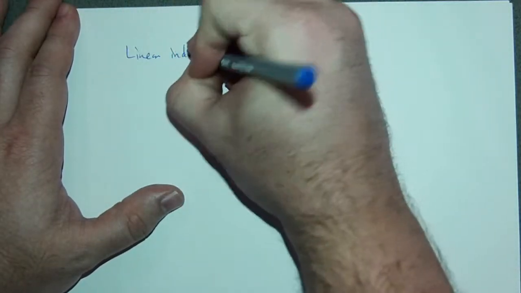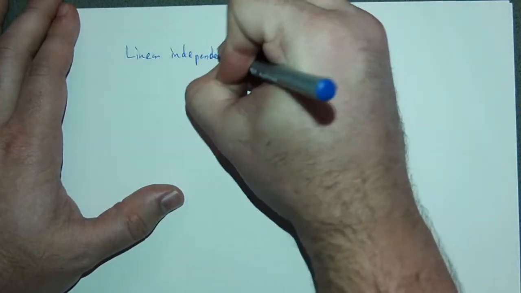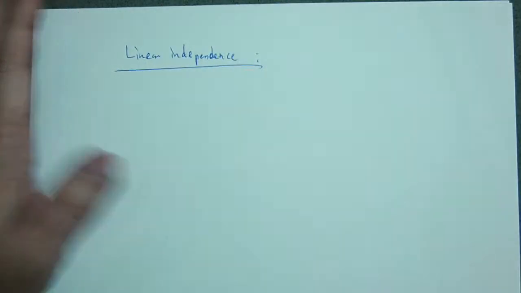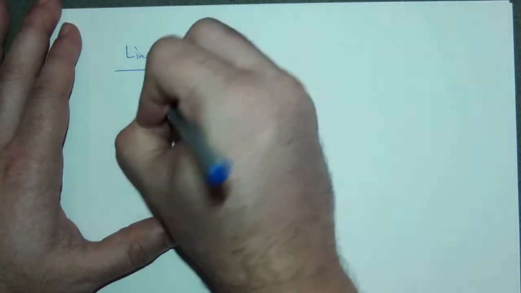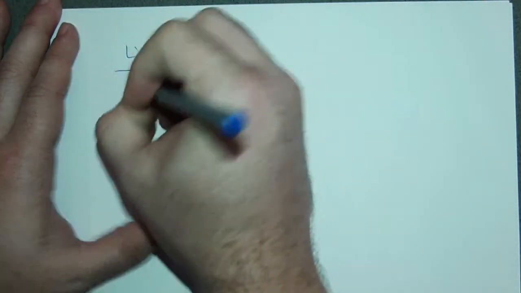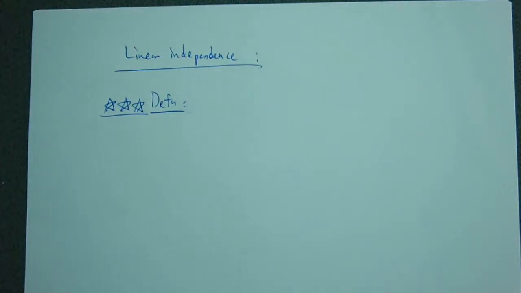And the best terminology you can come up with to describe this is the notion of linear independence. Okay, so linear independence of vectors. This is a very, very, very important thing. In fact, I'll add multiple stars here because this is a very, very important thing to understand.